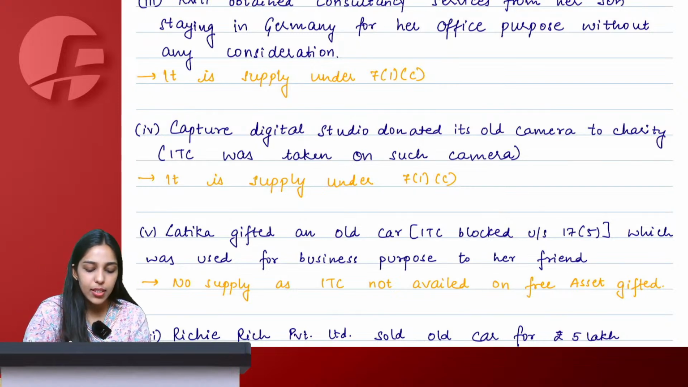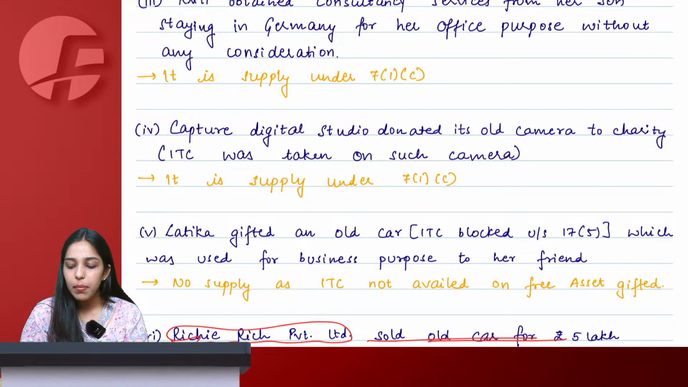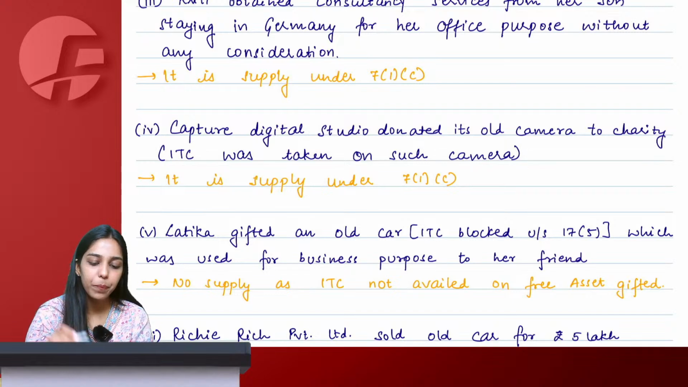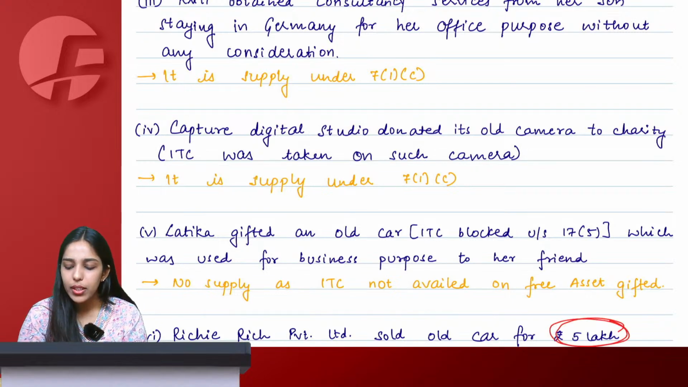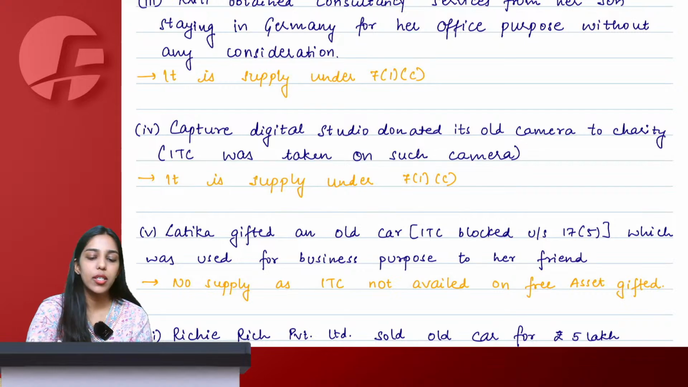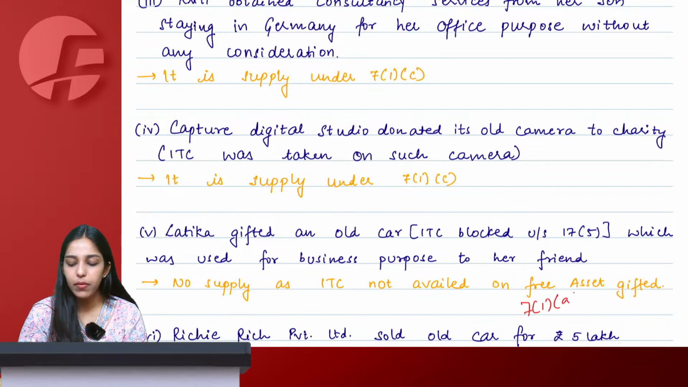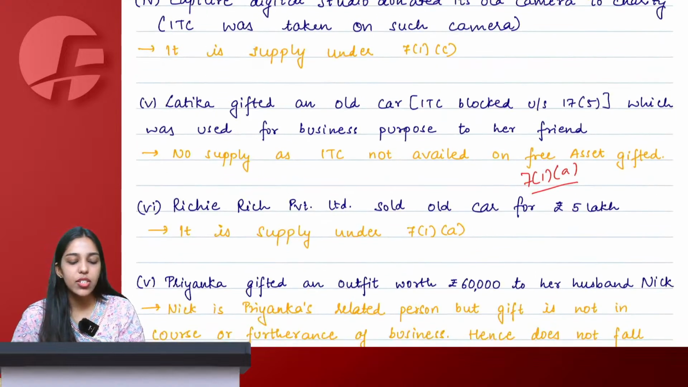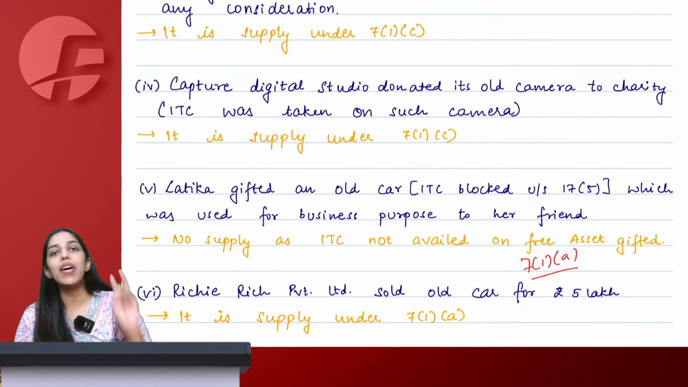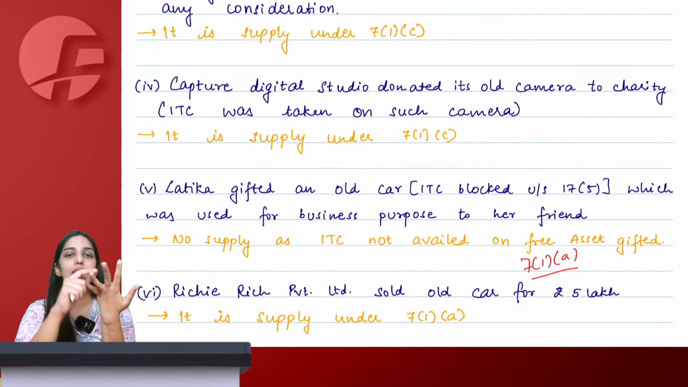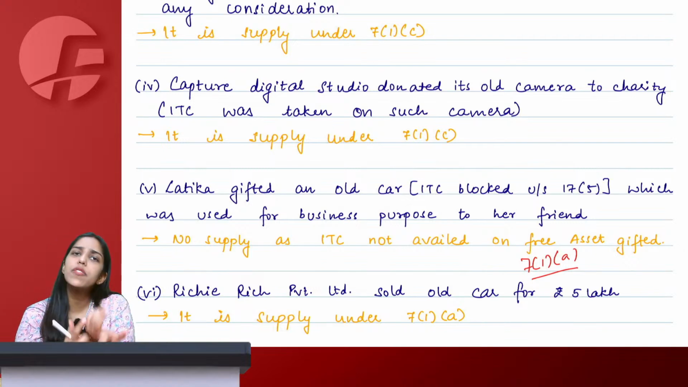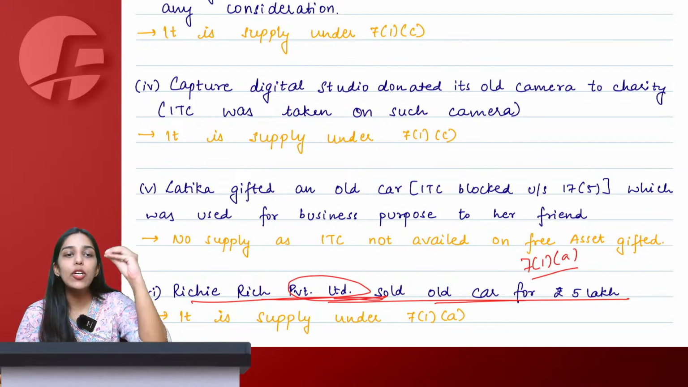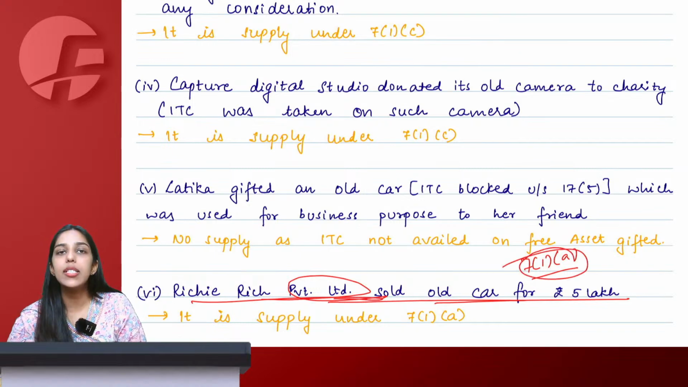Yes, ma'am. But let's assume this Rich Private Limited sold a similar car for 5 lakh rupees to someone. Now is it a supply? Say yes or no? Yes, ma'am. Here it is for consideration. Whenever you come to for consideration, it becomes a general provision under section 7(1)(a). For section 7(1)(a), there is no condition of ITC being availed or not. Now, Rich Private Limited selling a car for 5 lakh is a normal for-consideration supply transaction made by a person in course or furtherance of business. So, it simply becomes a supply transaction under section 7(1)(a).